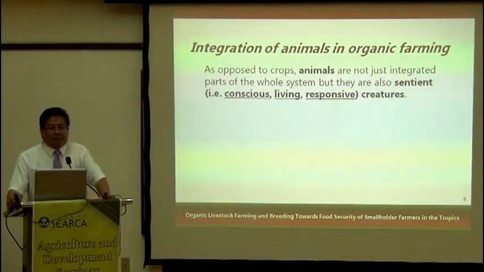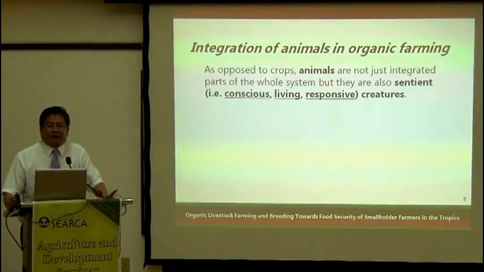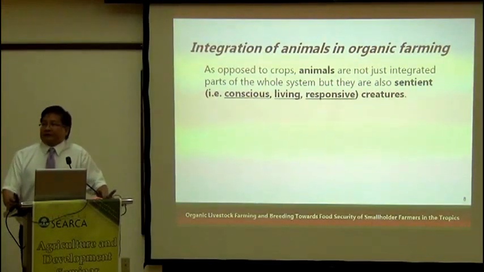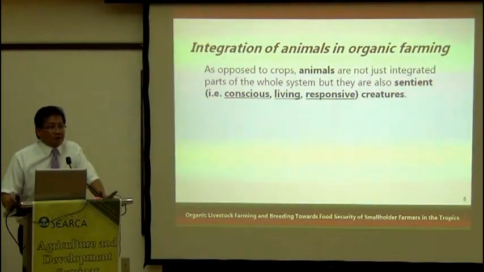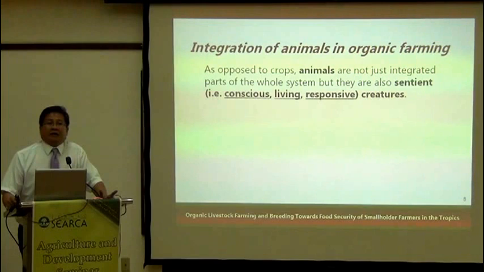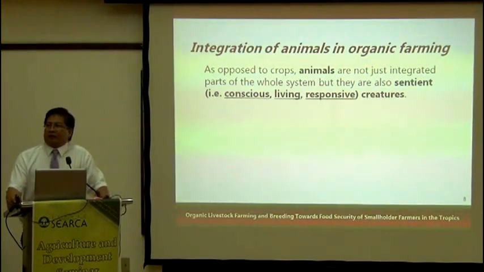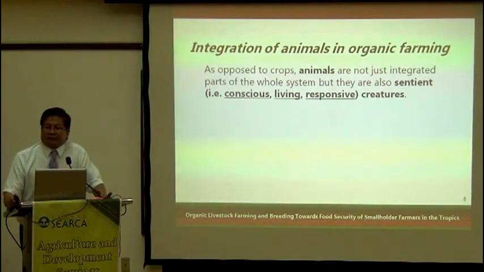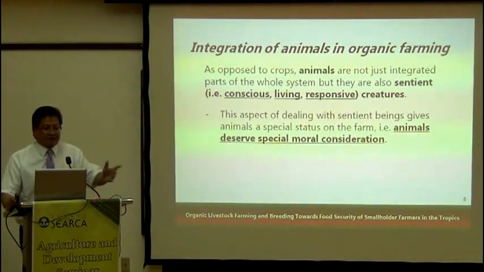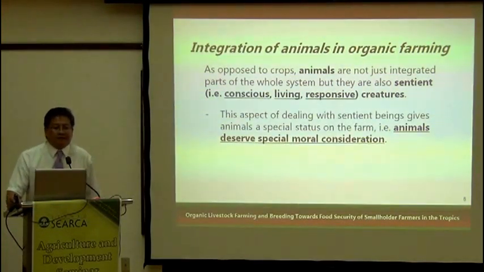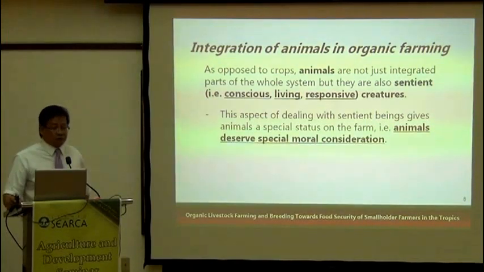As opposed to crops, animals are integrated in organic farming mainly because animals are not just integrated parts of the whole system, but they are considered as sentient creatures, meaning to say they are conscious, they are living, and they are responsive. That's the main difference between organic crop production and organic livestock production, wherein this aspect of dealing with sentient beings gives the animals a special status on the farm.